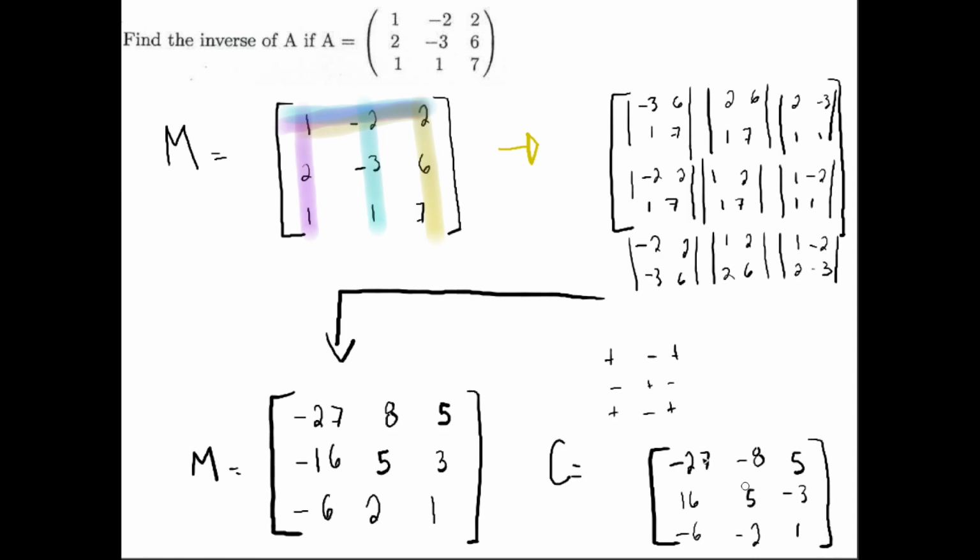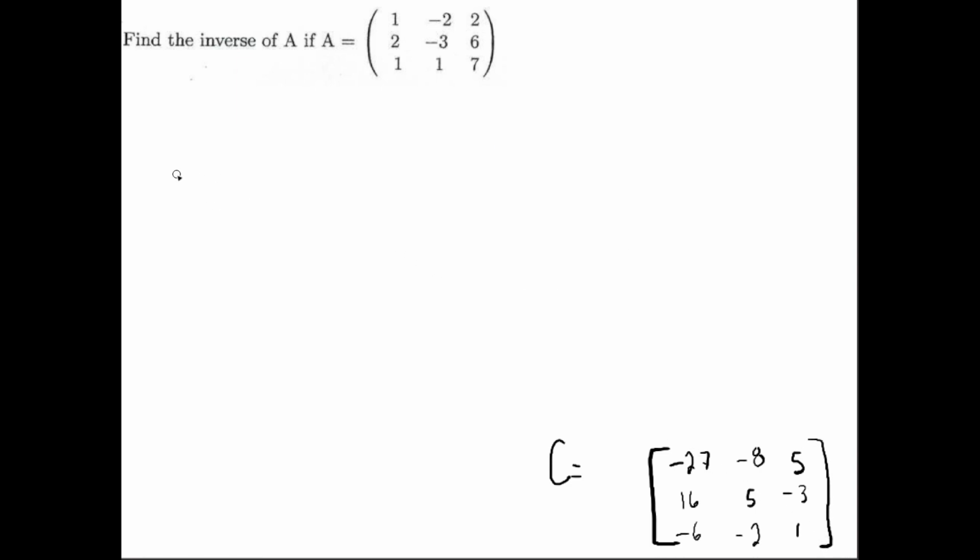Okay, so using this, I'm going to find the adjugate. In case you don't remember, to find the adjugate, all I do is switch these two, I switch these two, and I switch these ones. So let's just do that. My adjugate is negative 27, 16, negative 6, negative 8, 5, negative 2, 5, negative 3, and 1.